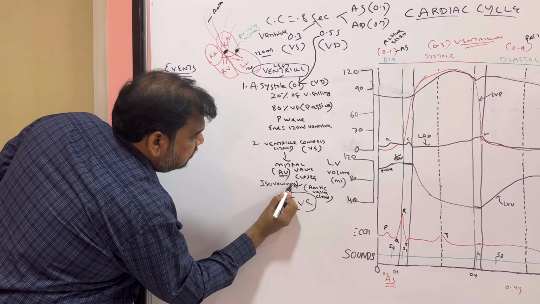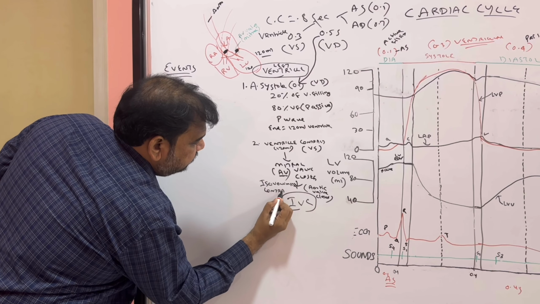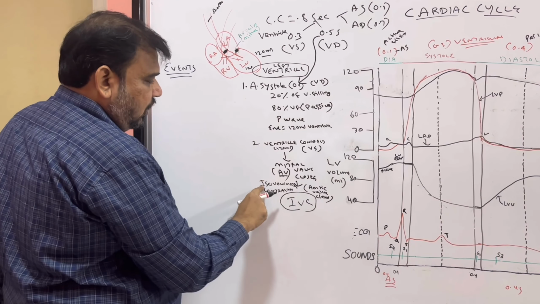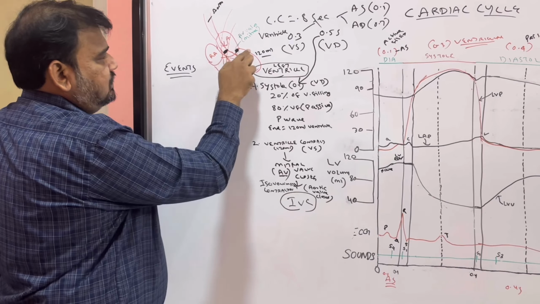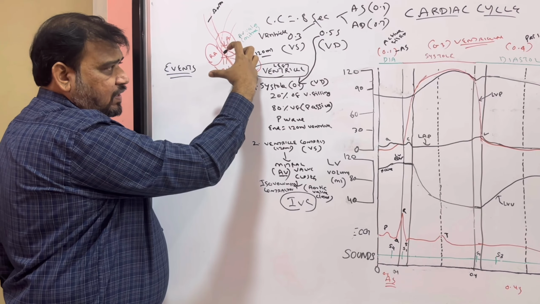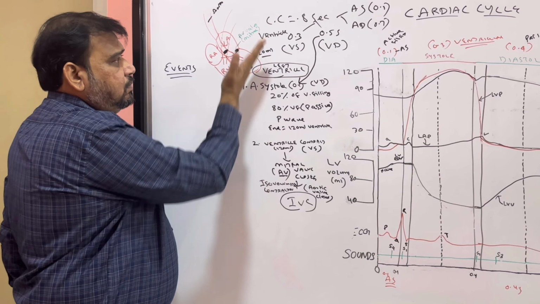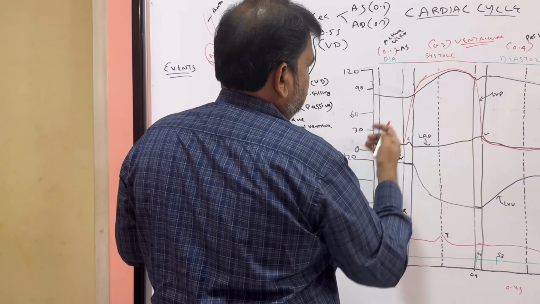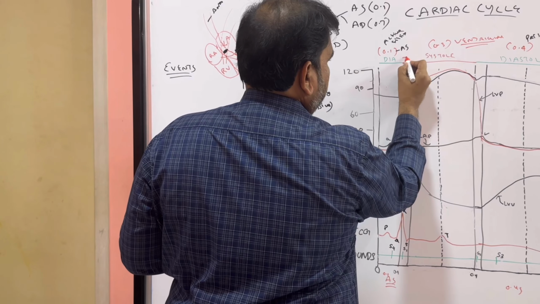Isovolumetric contraction phase. Why contraction phase? It is systole. Why isovolumetric? Both the valves are closed. So even though the left ventricle is contracting, blood cannot go into the atria or into the aorta. All the valves are closed. So this phase is IVC.